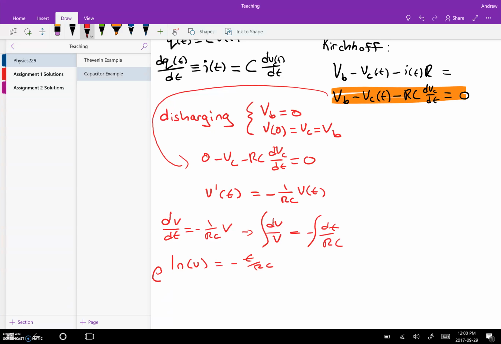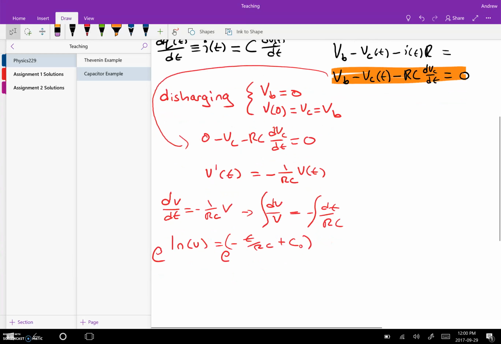And now we raise both sides, oh, plus a constant. Sorry, I almost forgot that constant. See, raise both sides to the power e. So we have V of T is equal to some other constant times e to the minus T over RC. Why did I multiply a constant? Because if I take the exponential of the sum of two things, it's just the product of e to the minus T over RC times e to the constant, which is just some other constant.